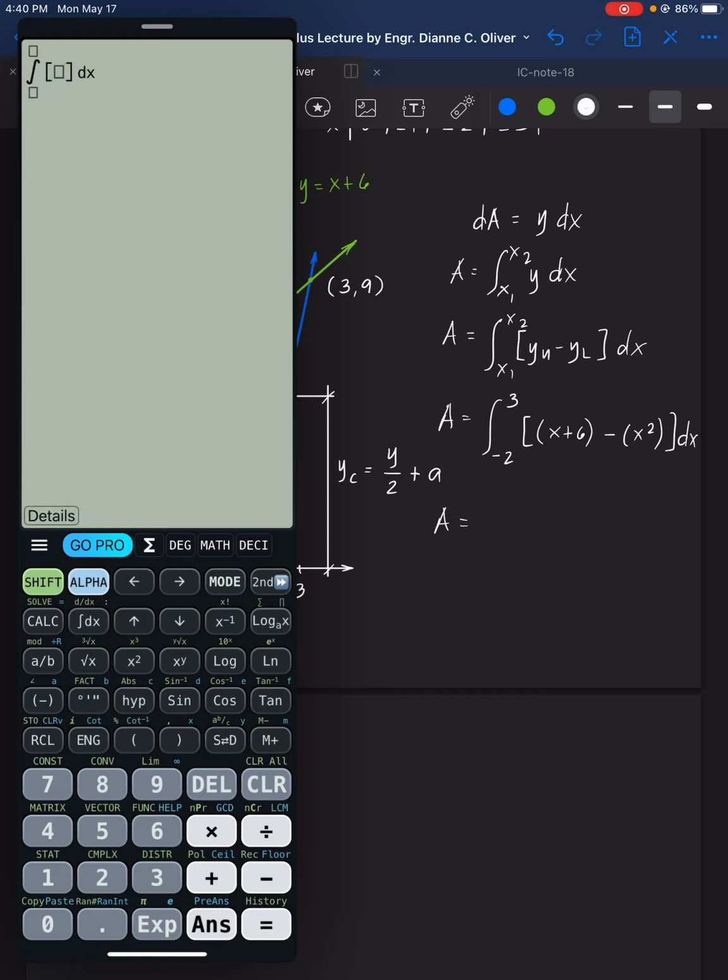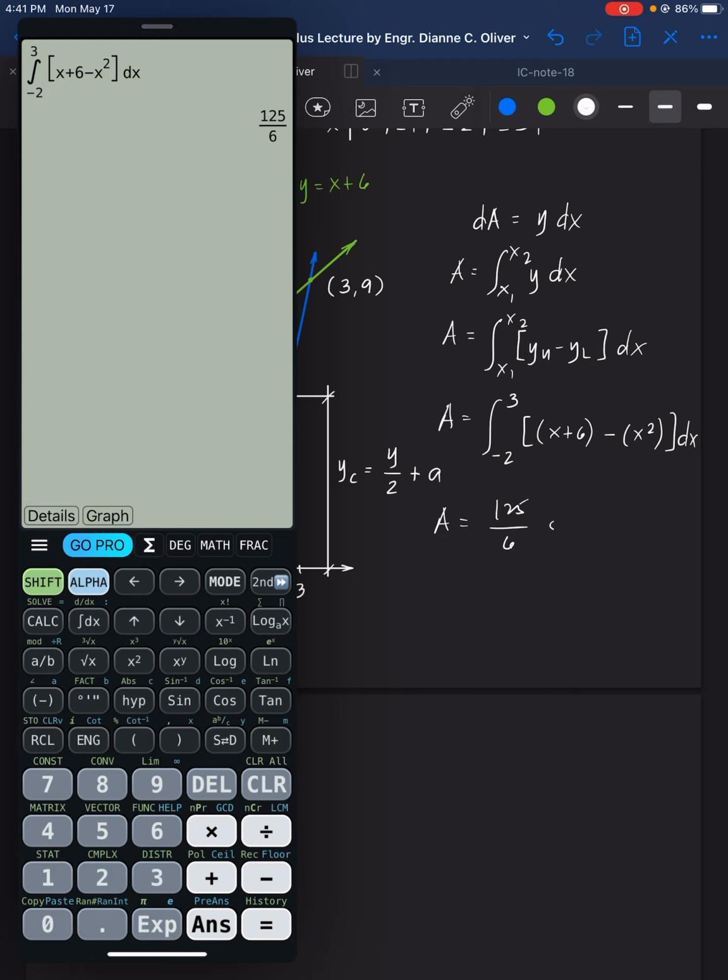So area is now equal to the integral of ∫(x + 6 − x²) dx, with lower limit -2 to +3. This is equal to 20.83, or that is 125/6.